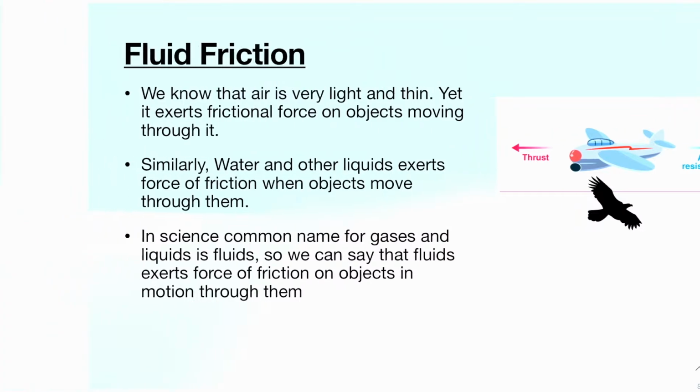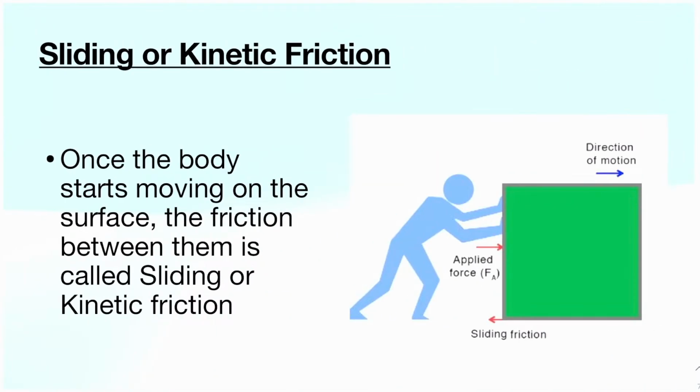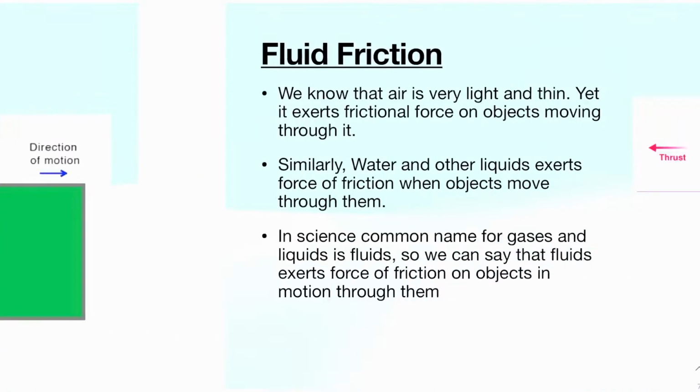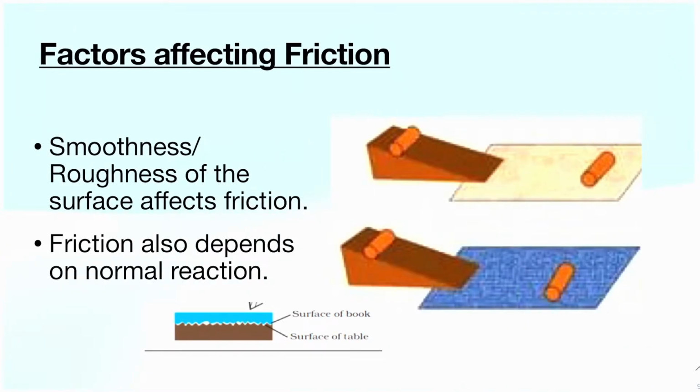So we have understood the three kinds of friction: static, sliding or kinetic, and we have understood what fluid friction is. I hope it is crystal clear so far. Let's move into the factors affecting friction.